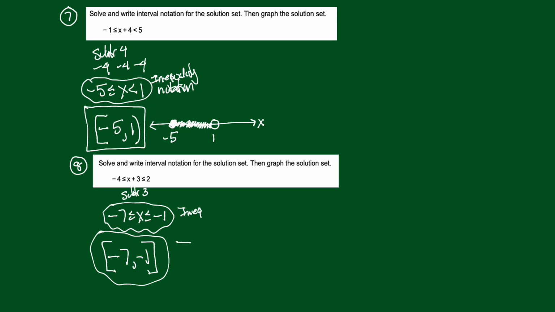And if we graph it, okay, there's our x's. We're going from negative 7 included, closed circle, to negative 1 included, closed circle, and everything in between.